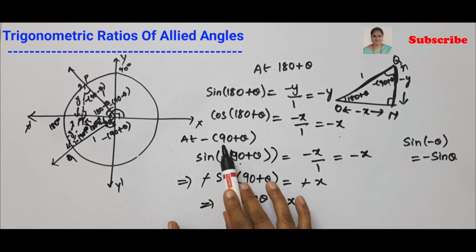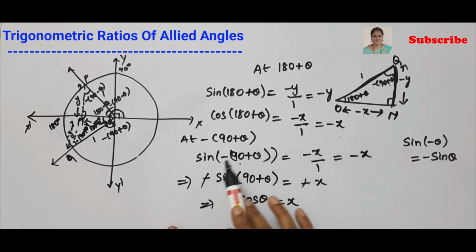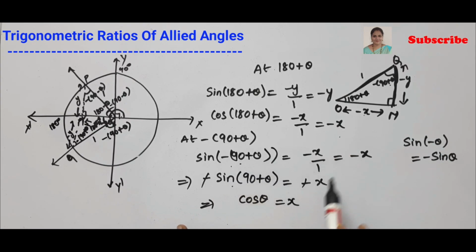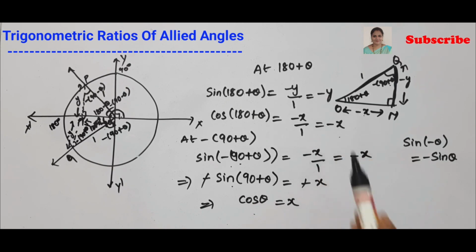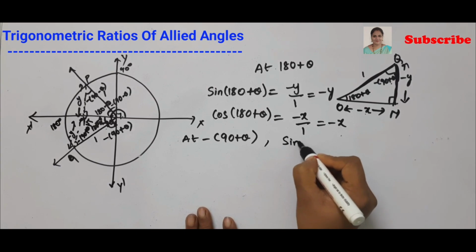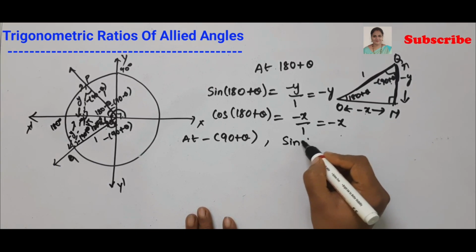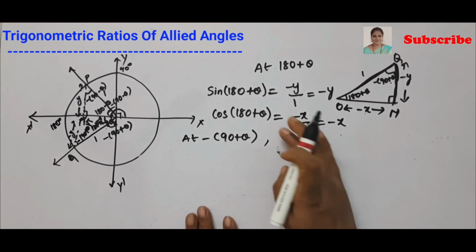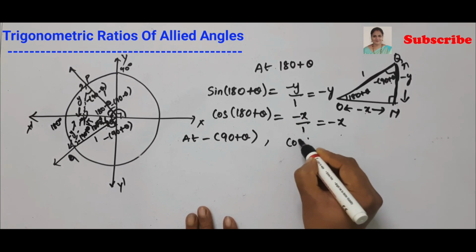So at this angle, if we calculate the sine of minus 90 plus theta, we got the x value as cos theta. Now let us do cos of minus 90 plus theta and get the value of y. So we got cos theta is equal to x, is it not? So we got cos theta is equal to x.